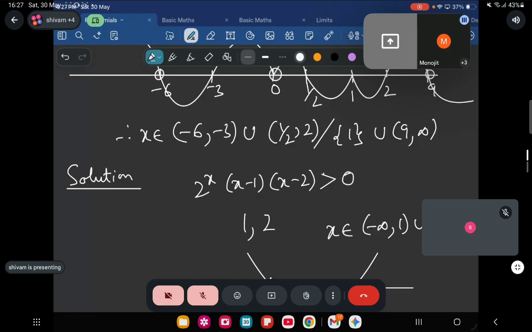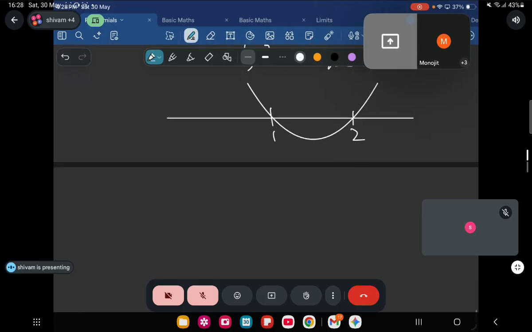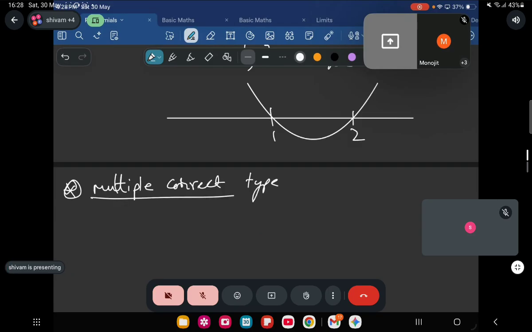What is the name of the chapter or topic? Polynomials? Next, our next one is multiple correct type questions. See how multiple correct type questions will be coming from graphs. Okay, multiple correct type questions. And this question is important, everyone.